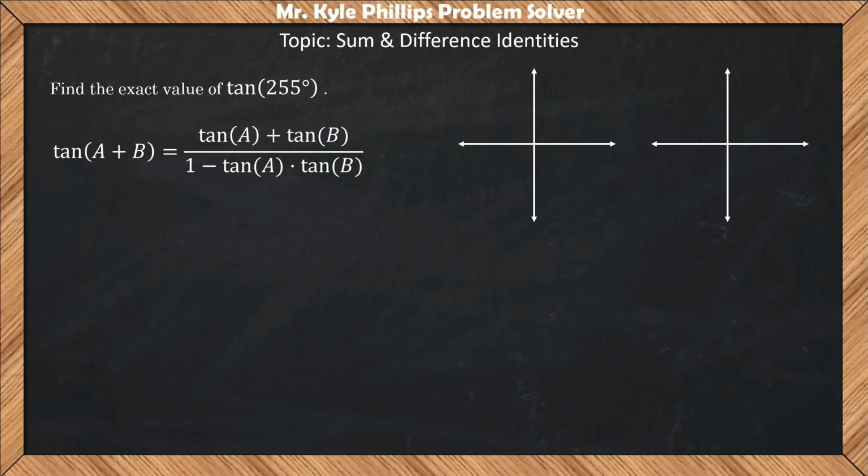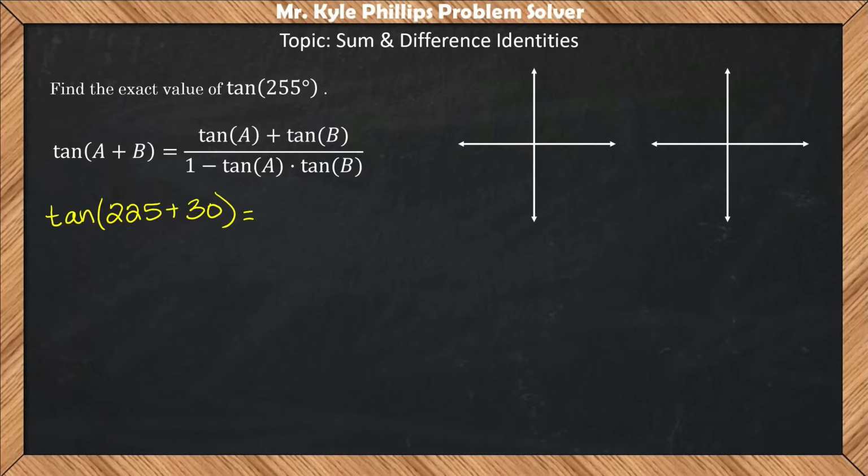So what we're going to do is pick 2 degrees from the unit circle that would add together to give us 255. So the two that we're going to use in this video are 225 and 30. So we could rewrite this here and say tangent of 225 plus 30. That's going to give us 255.